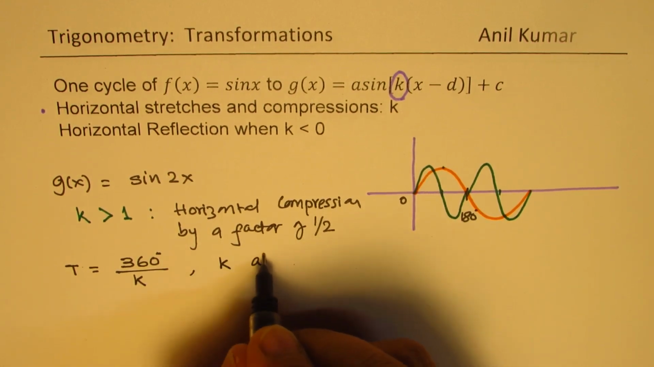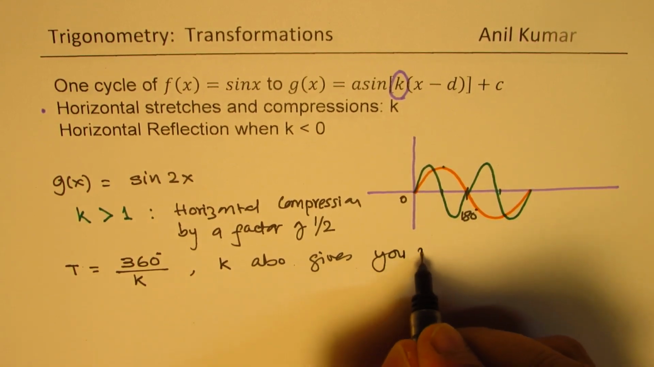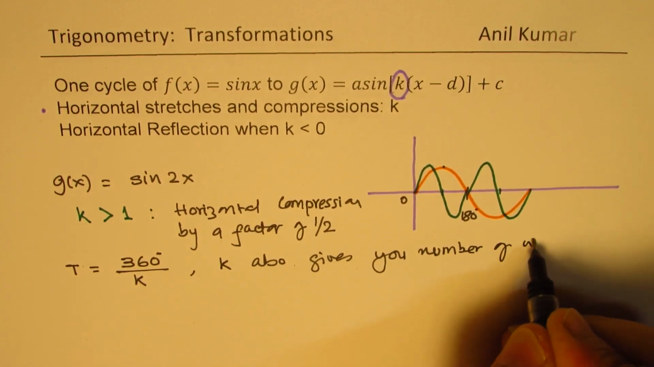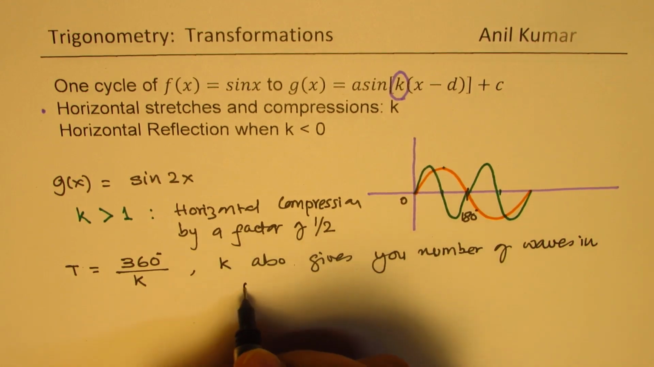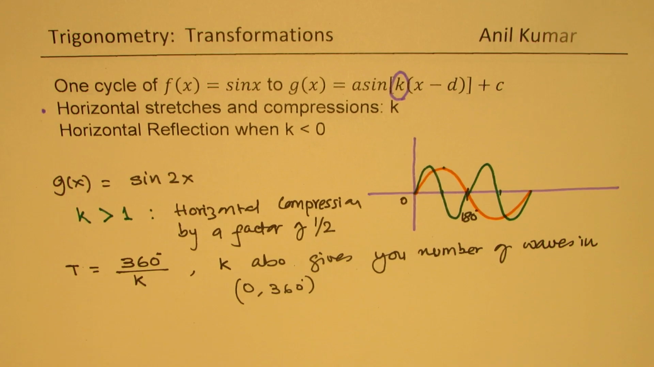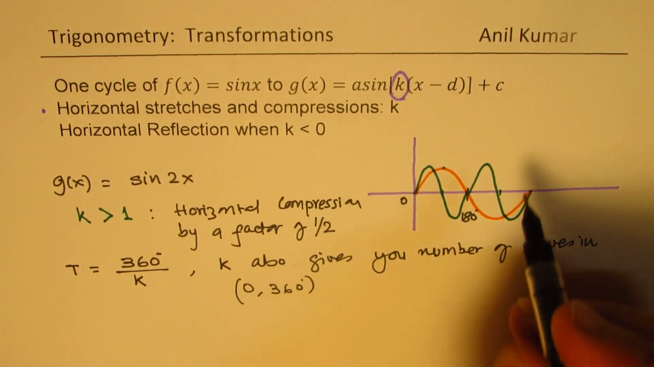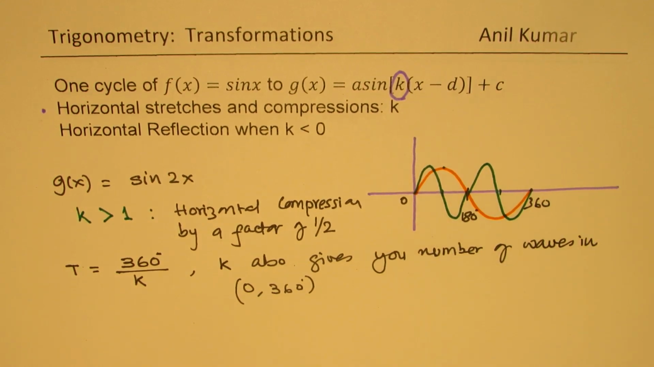k also gives you the number of waves in 0 to 360 degrees, right? So we have sine 2x, there will be two waves within 0 to 360 as shown here. Does that make sense to you, right?